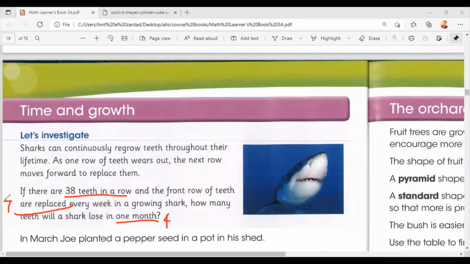Every week you can say replacing teeth, or replacement of teeth. So this one no need. Just 38 teeth in 1 week. Every week it's replaced. So 38 multiplied by 4. So we get our answer. So let's multiply 38 multiplied by 4. 8 4 times 32. 3 up carry. And 4 3 times 12, 13, 14, 15. 152. So it means 152 teeth every month replaced. So we write here 152 teeth.